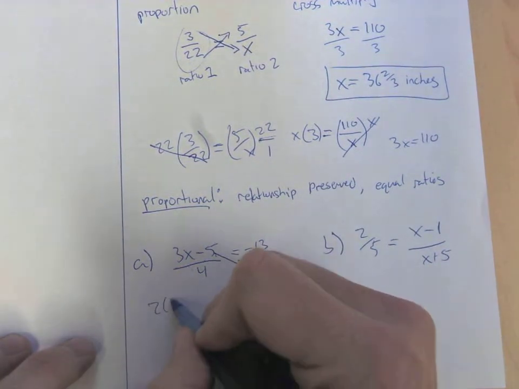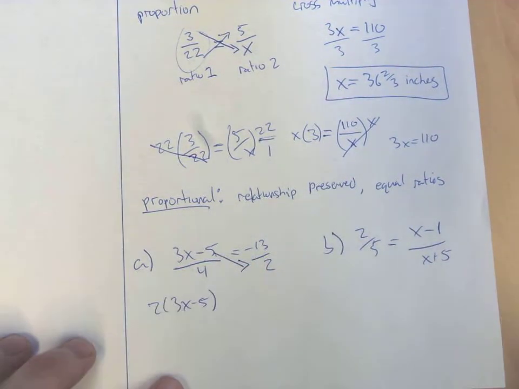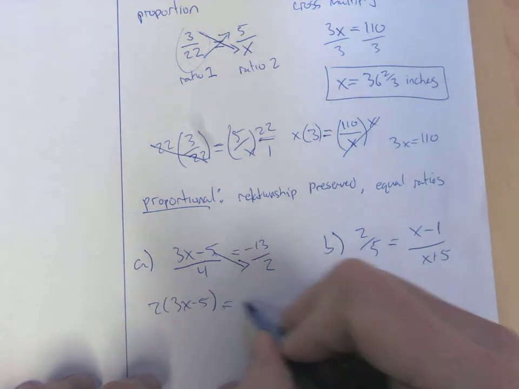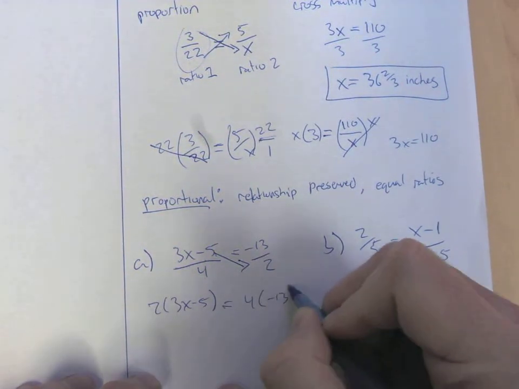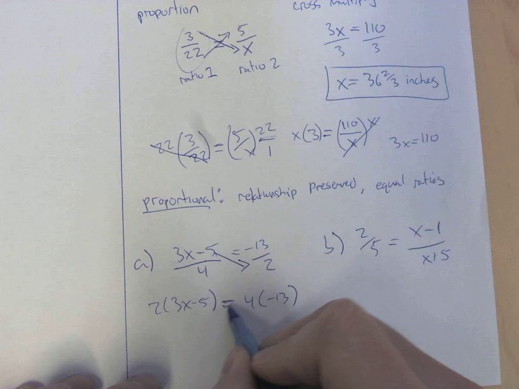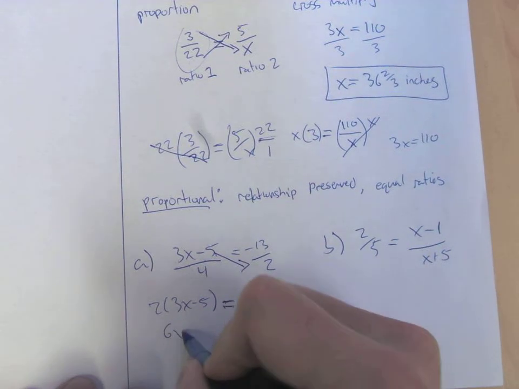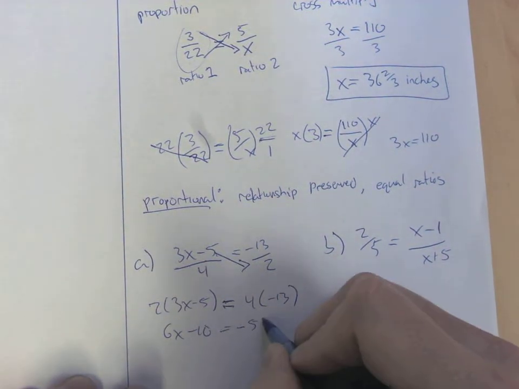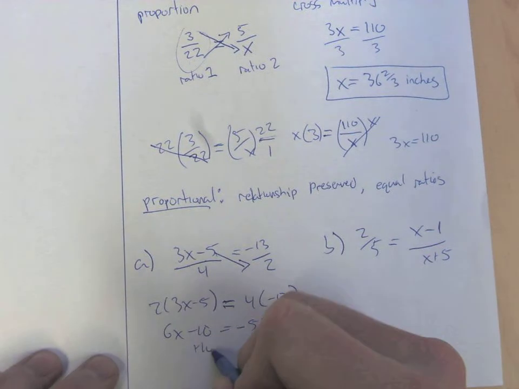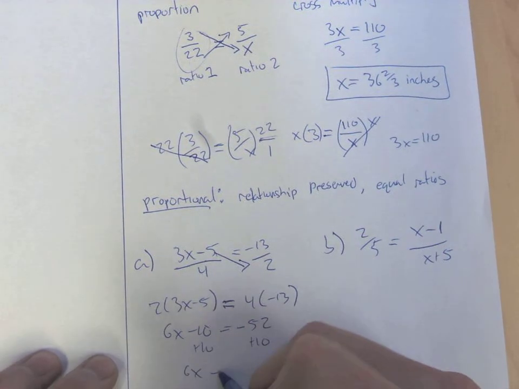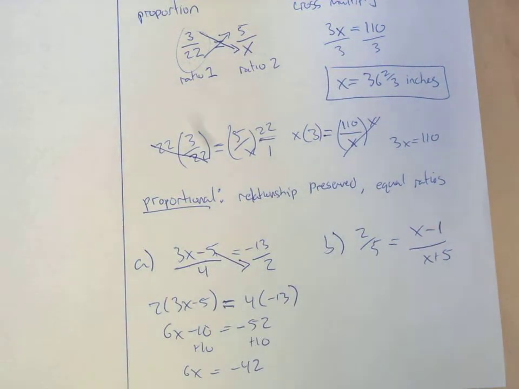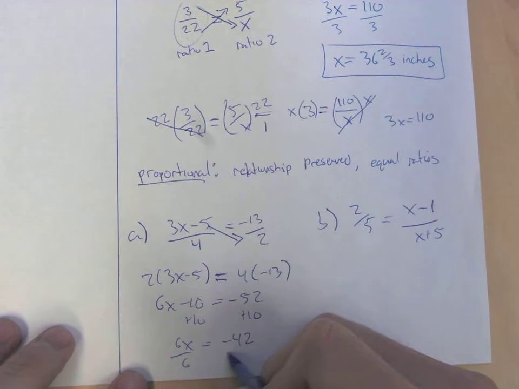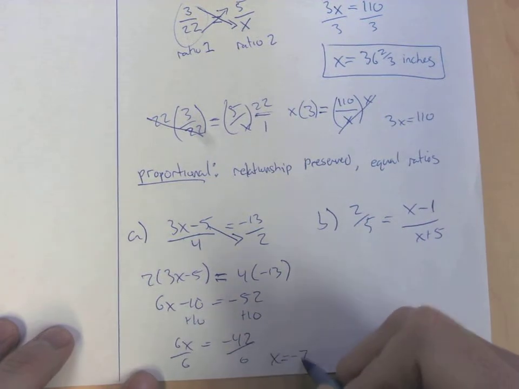So 2 times 3x minus 5. I'm going to write it like this so I don't forget to distribute. Okay, so these two multiplied. And then I have 4 times negative 13 on the other side of the equal sign. So 6x minus 10 equals, that's negative 52. Add 10 to both sides. We just got a two-step equation now. 6x equals negative 42. Divide both sides by 6, and you got x equals negative 7.